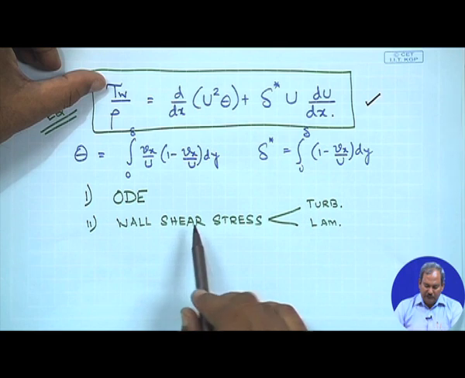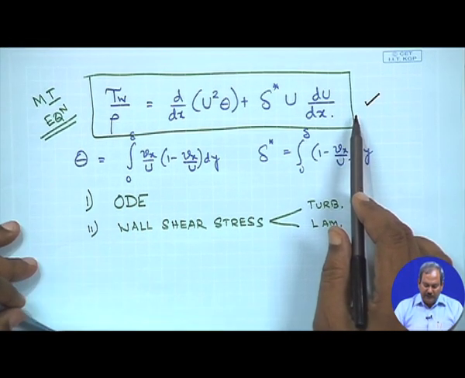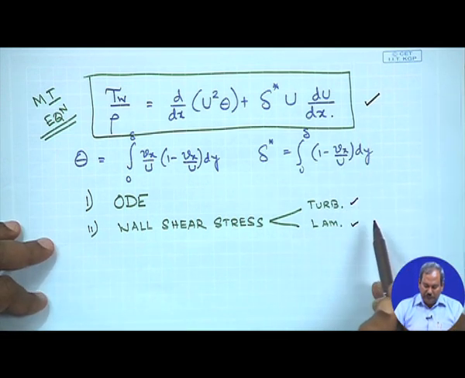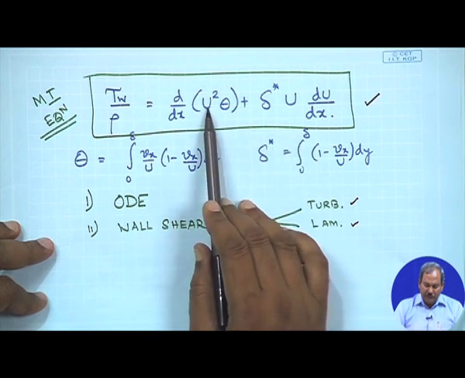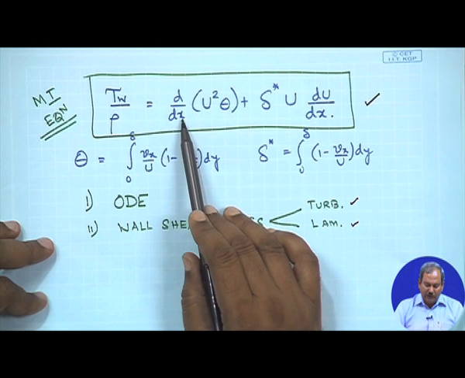So, therefore, this equation, the momentum integral equation in its present form, is equally valid both for turbulent flow and for laminar flow. And since we have the variation of the free stream velocity incorporated into the equation, this equation is also valid for cases in which it is a curved surface such that the free stream velocity is also a function of the axial position.